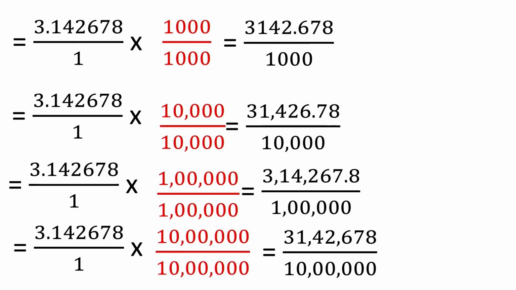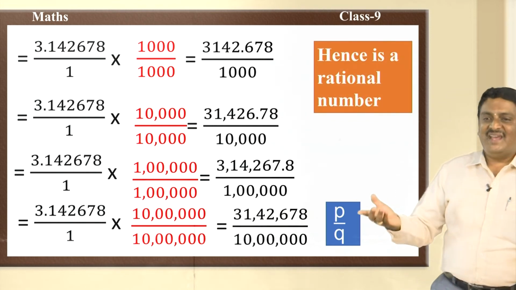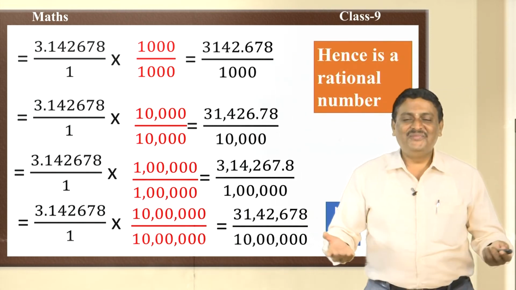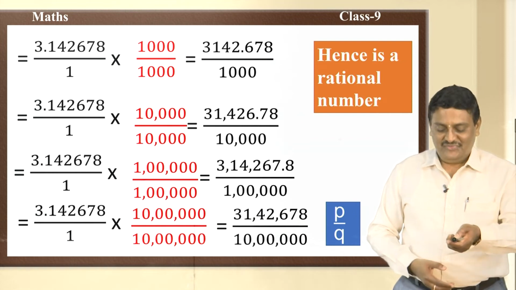Here it is 3,142,678 divided by 10 lakhs. Now, it is in the form of p by q. Hence, it is a rational number. See how beautiful it is. Wow. Okay, we move on to the further.